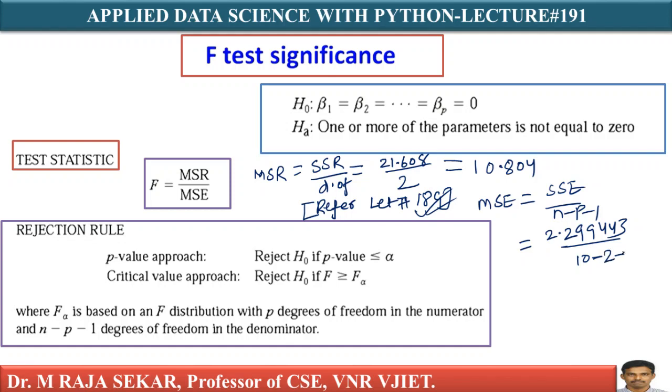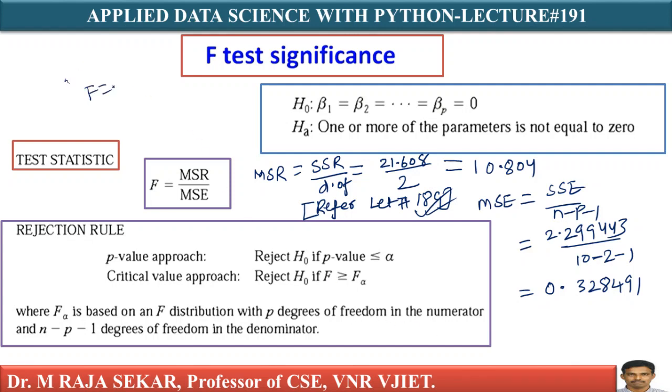There are two independent variables, so n minus p minus 1 is 7. What will you get for this MSE? If I calculate, you will get approximately 0.328491. Therefore, what is my F statistic?